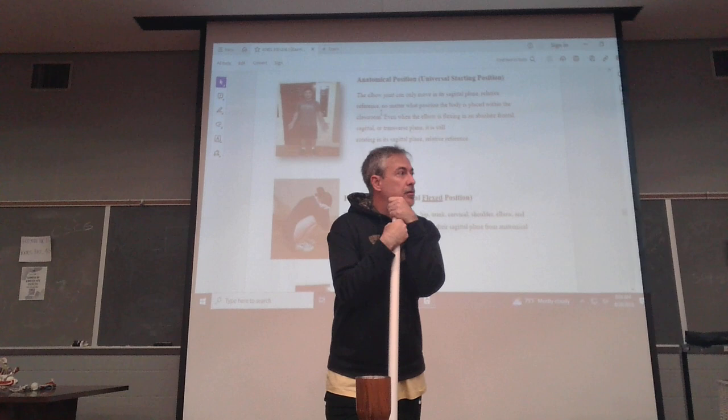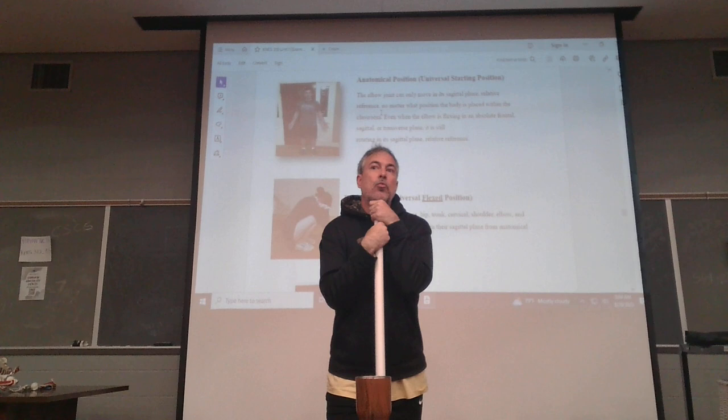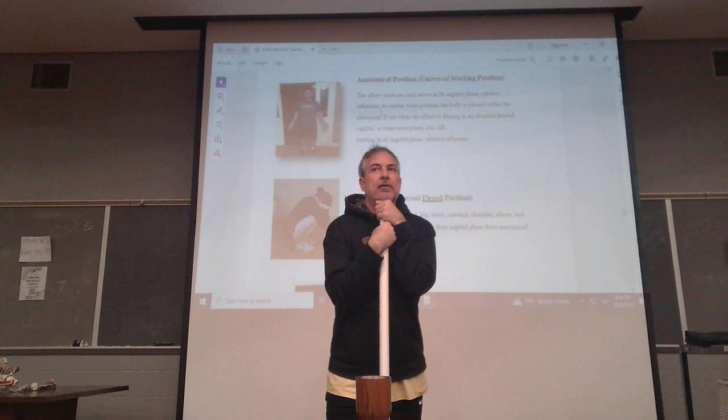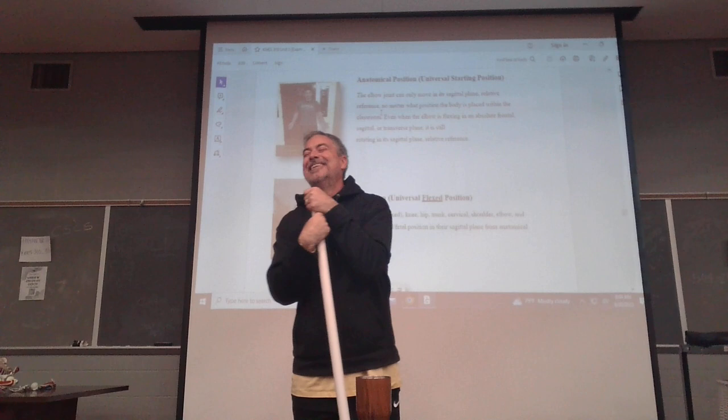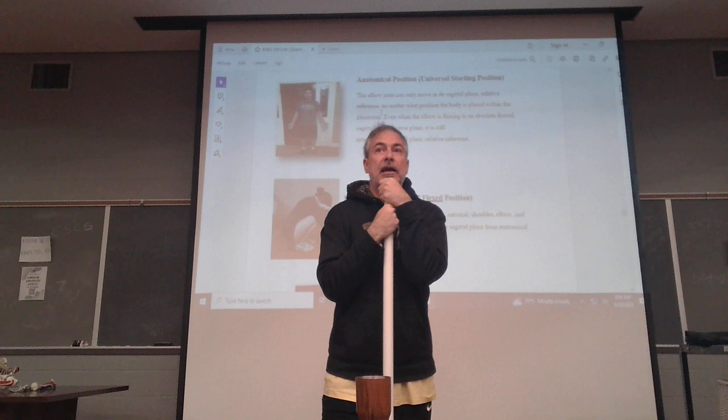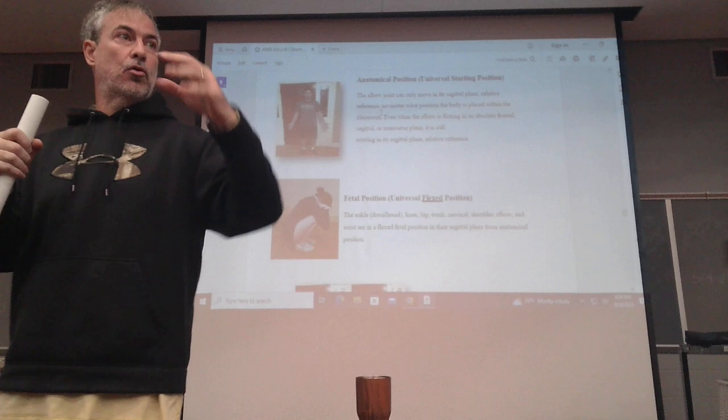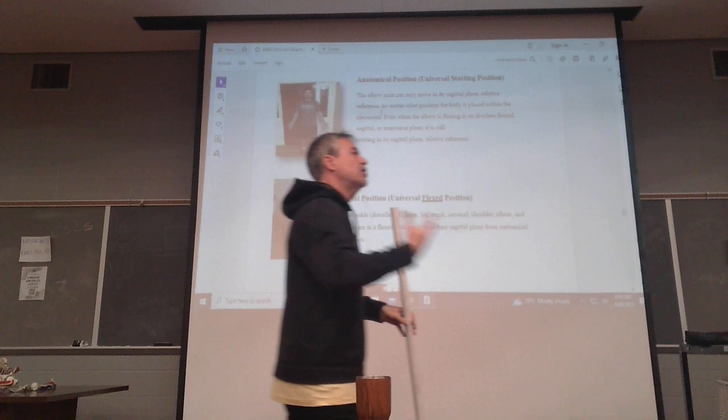And the road to Lafayette, where are my students from Natchitoches? I'm going to use Natchitoches today. The pathway, and don't be like, technically it's northwest, all right? The pathway to Lafayette to Natchitoches, if Lafayette's anatomical and Natchitoches is fetal, the pathway to there is north. You've got to go north to get there, and you've got to go south to get back. So having a second universal reference point gives us context to joint motions.